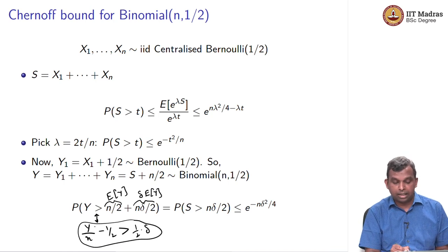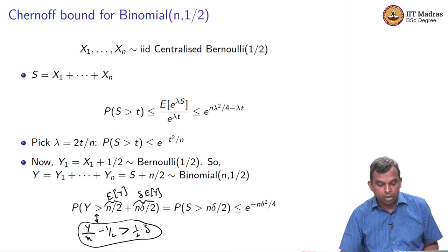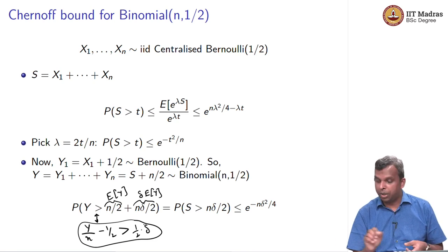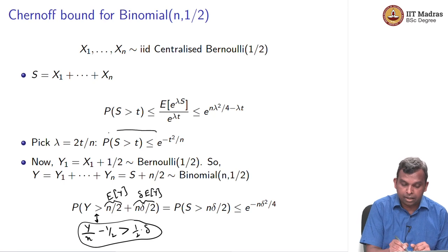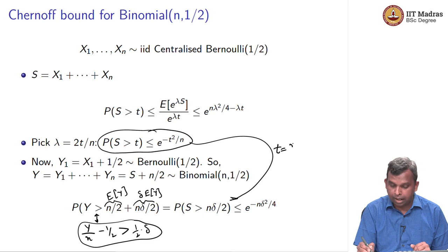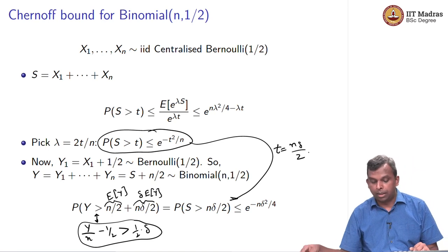So probability that the sample mean of the Bernoulli samples, or binomial random variable divided by n, minus half, which is the actual distribution mean, deviates by something, okay. So that is the same as probability that s is greater than n delta by 2. Why? Because y minus n by 2 is the same as s, okay. So it's just a simple manipulation, and now I can just plug in, okay. I know this Chernoff inequality is here. I have to just use that here. I put t equals n delta by 2, you will get what I want, okay?